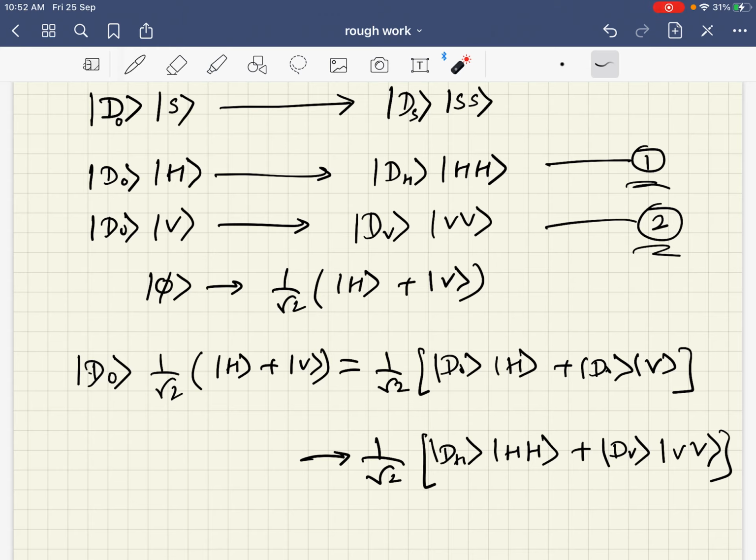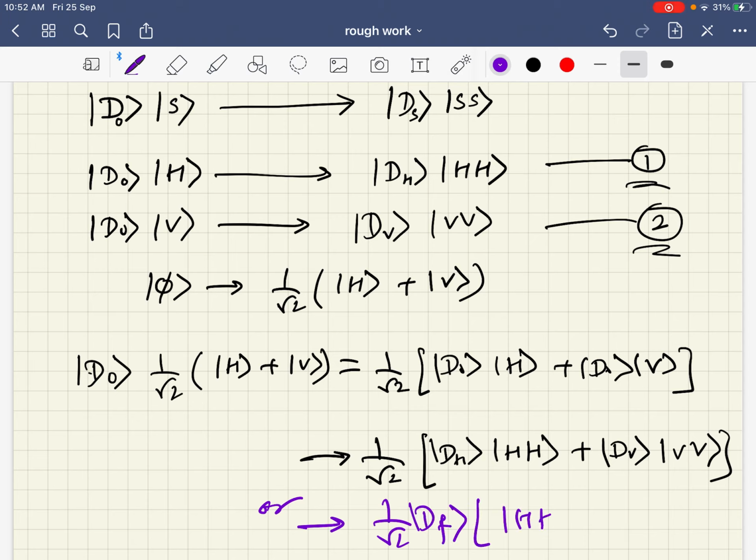So there is another possibility where this can be changed to 1 over root 2. Let's say this d, okay, let's carry that outside. Let it be d_f, and then you have a horizontal plus a vertical state.